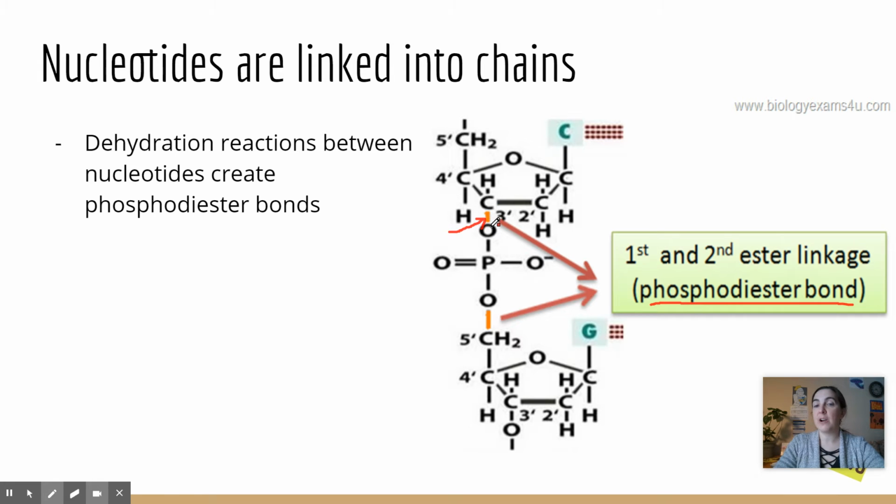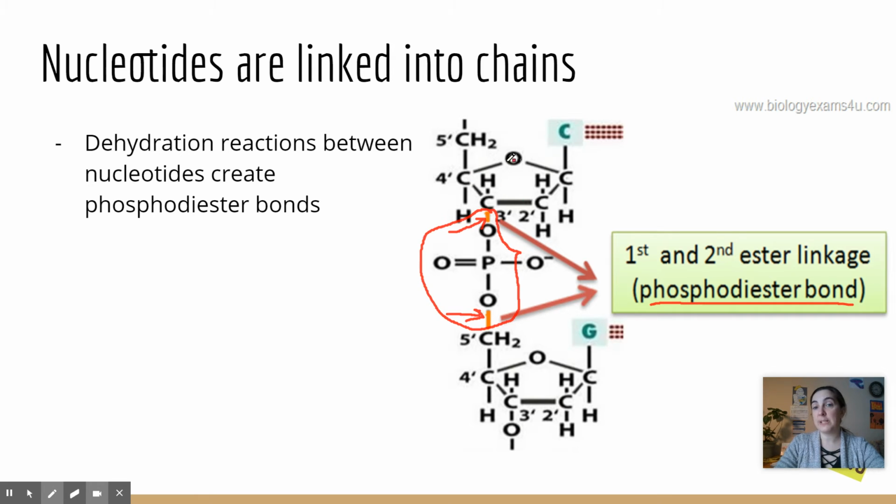That forms between this carbon and oxygen. And so you can see as these nucleotides link together, we actually get two of those. That's the diester with a phosphate in the middle. So a phosphodiester bond is actually this entire section. It's that bond between the carbon and oxygen, the entire phosphate, and that other bond between the carbon and oxygen. That whole thing in the middle there forms that phosphodiester bond that links these nucleotides together.